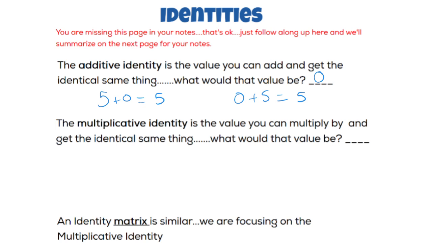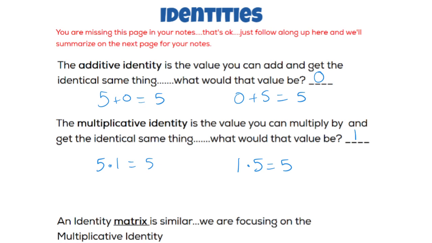Okay, let's talk about the multiplicative identity. That's going to be the value that you can multiply by and get the identical same thing. So what would the multiplicative identity be? Okay, well, that's got to be a 1. I can take a 5 times 1, and I still get the identical same value. And again, the order I do it doesn't matter. I still get the identical same thing.